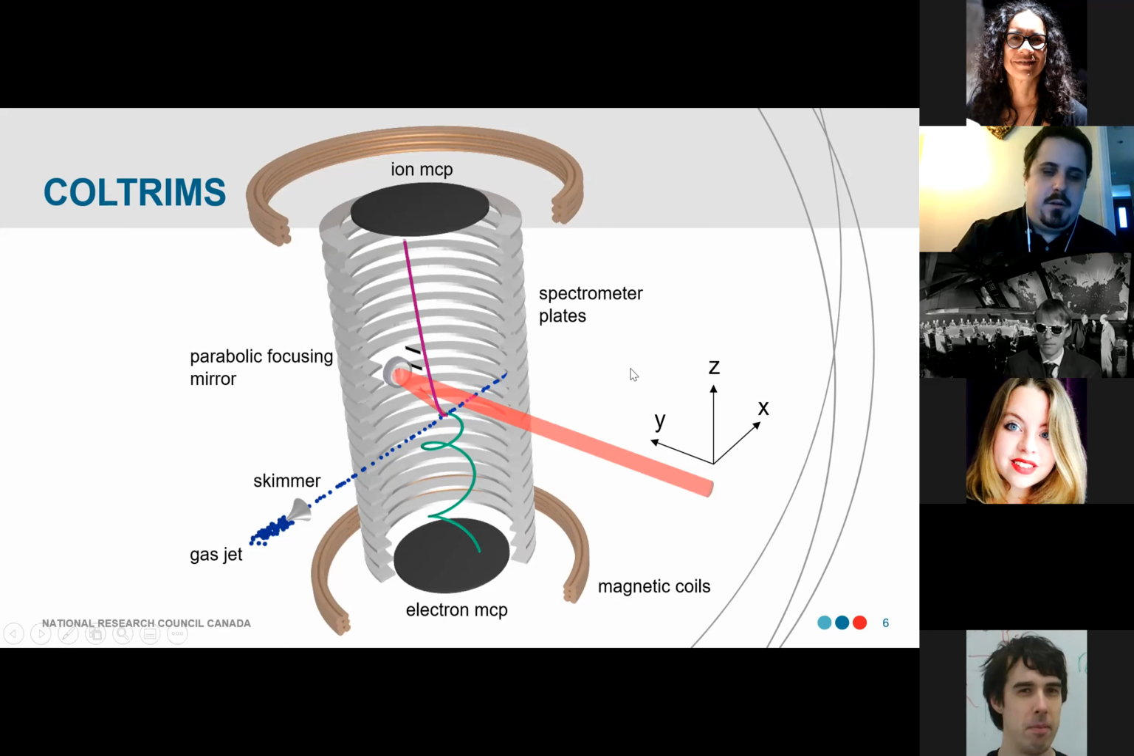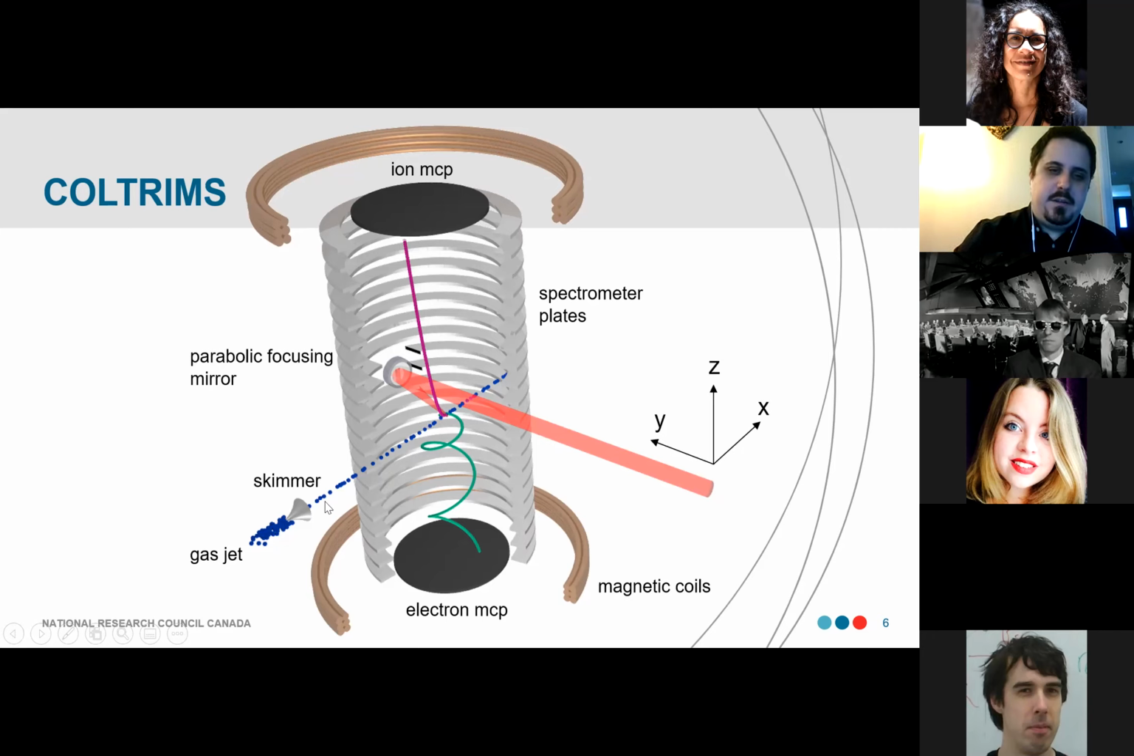Okay, it goes in along the y-axis and hits a parabolic focusing mirror and gets reflected back onto the gas jet, ideally. Of course, this is a bit of a pain to align if you don't know how to do it, but this is all experimental stuff. The size of the focus is approximately 100 to 200 microns in length and about 10 to 20 microns across, but it of course depends on the size of the beam that you're using.